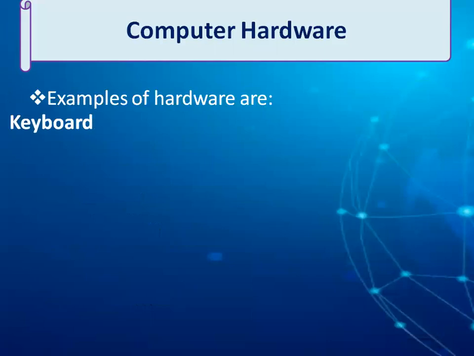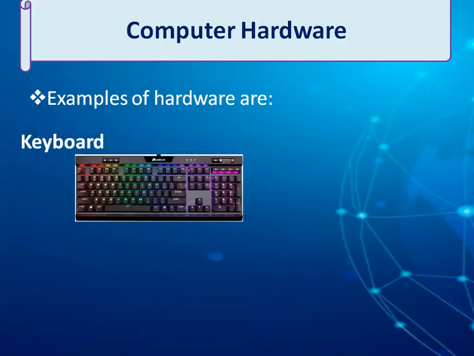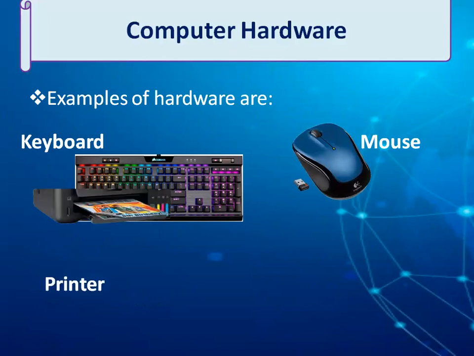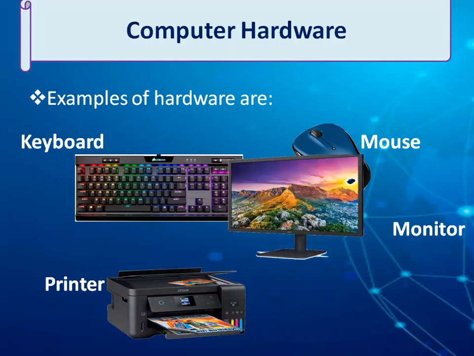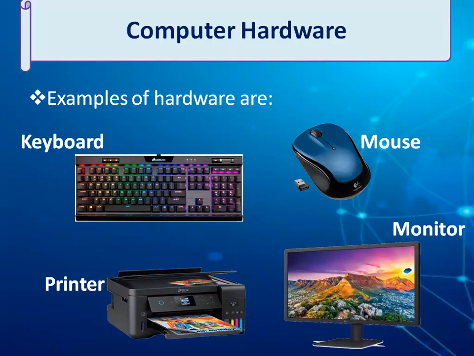Examples of computer hardware are keyboard. The most commonly used hardware is keyboard. So keyboard consists of four parts. So here we have alphabets, numerical keypad, alphanumeric keypad, some functional keys, and some additional keys are available on your keyboard. And then we have a mouse.